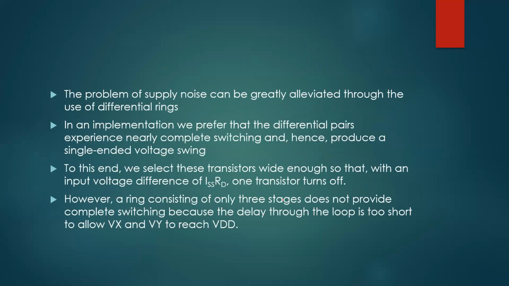The problem of supply noise can be greatly alleviated through the use of differential rings. In an implementation, we prefer that the differential pairs experience nearly complete switching and hence produce a single-ended voltage swing. To this end, we select these transistors wide enough so that with an input voltage difference of ISS RD, one transistor turns off.